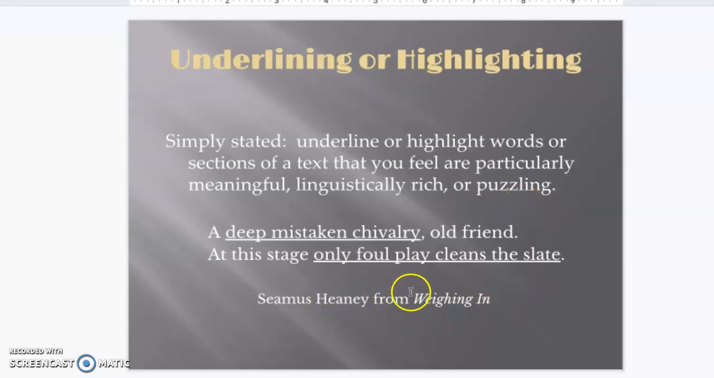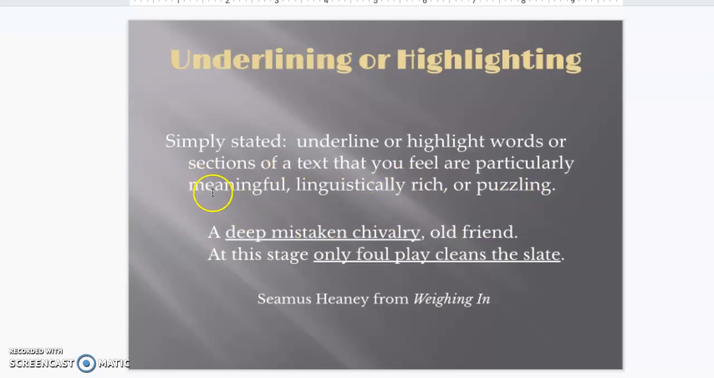"A deep mistake in chivalry, old friend. At this stage, only foul play cleans the slate." So far I've only underlined these 2 phrases, right? I didn't underline the whole thing, I didn't highlight everything, but I just chose 2 phrases to focus in on. And we'll figure out why I may have underlined them in a minute.